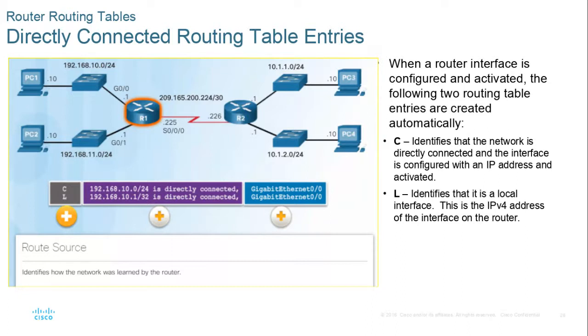in the routing table. So the C prefix tells us the network name itself. It has the network prefix. The L prefix tells us what the exact IP address of that interface is. And it's telling us this is directly connected on this router, gigabit port number 0/0. It tells us how it was learned by the router.